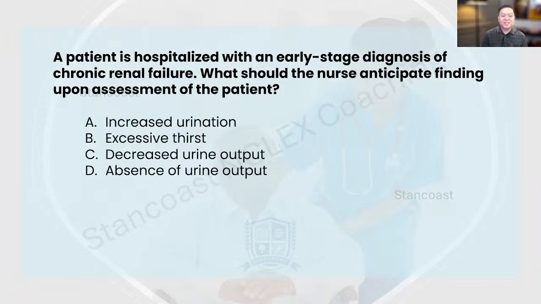Now we're going to move on to the next question here. A patient is hospitalized with an early stage diagnosis of chronic renal failure. What should the nurse anticipate finding upon assessment of the patient? Is it A, increased urination, or is it B, excessive thirst, or is it C, decreased urinary output, or is it D, absence of urine output?